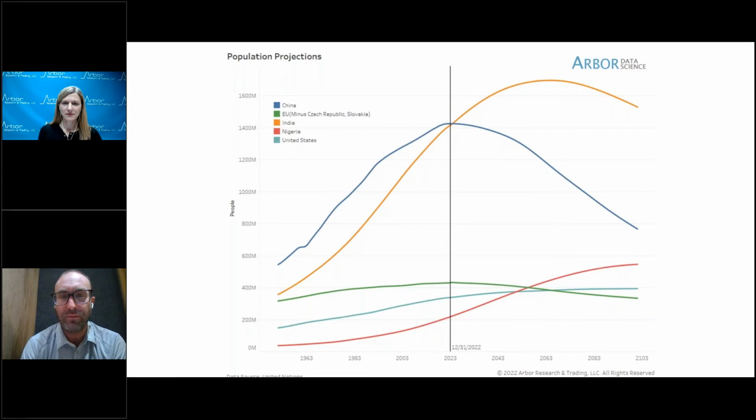The U.S. isn't expected to have a population implosion like Europe or China, but it's more of a steady state 1 to 2% type gain over the next 30 to 50 years. That's a good thing, right? That should help the United States economy continue to grow, continue to be prosperous, but also not be as inflationary as, call it, an India population boom might be.